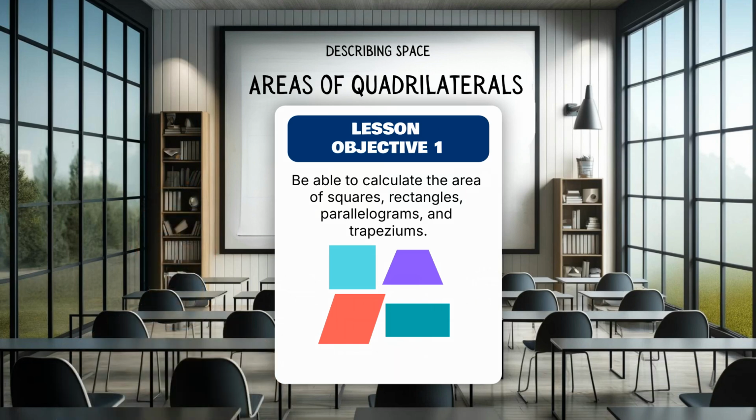We'll start by reviewing the basic formula for calculating the area of a square. Next, we'll move on to rectangles and learn how the area formula for squares can be extended to them. We'll then explore the area of parallelograms and understand how it slightly differs from the rectangle. Finally, we'll tackle the area of trapeziums and derive the formula used to calculate it.